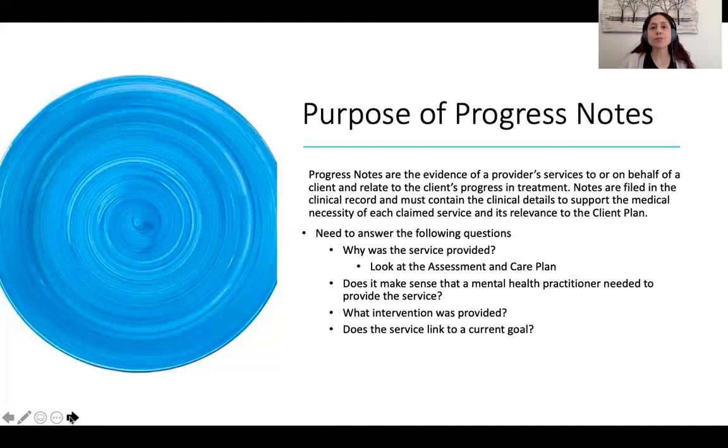Finally, progress notes serve to assist with treatment planning. You're basically doing ongoing treatment planning by indicating in your progress note what you're planning to do and what your client is planning to do until the next session.